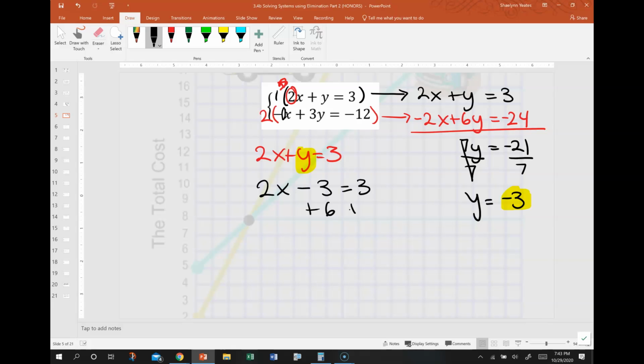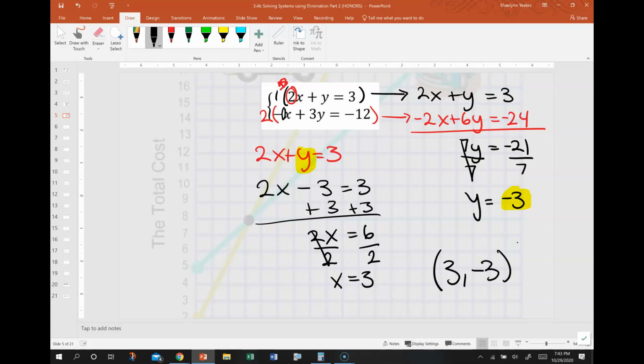From here we would add 3 to both sides. And I get 2x equals 6. Then we would divide both sides by 2, and we get x equals 3. So my solution here would be 3, -3.